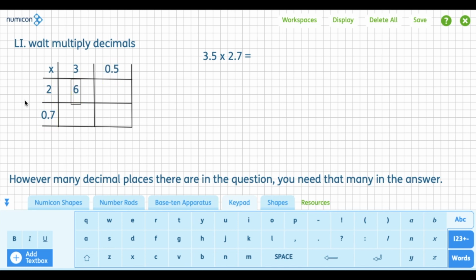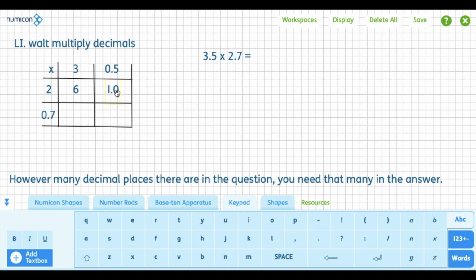2 times a half, well, 2 times 5/10 is 10/10, and 10/10 is 1. But remember, for every decimal place that you have in your question, which is 1, you should have in your answer, which is 1.0.